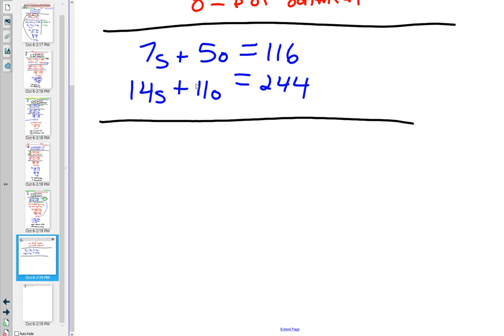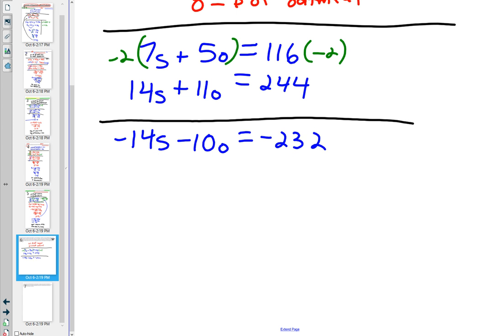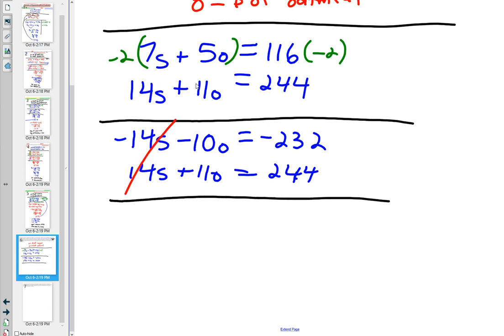Which method here? I would definitely do elimination on this one. And what variable does it make probably the most sense to eliminate? Yeah, get rid of the S. Times -2. Minus 232. 14S plus 11O is equal to 244. This is going to work out beautifully because not only do the S's cancel out, but what's negative 10O plus 11O? And yeah, 1O is just O. So I already know that the oatmeal cookies cost $12.